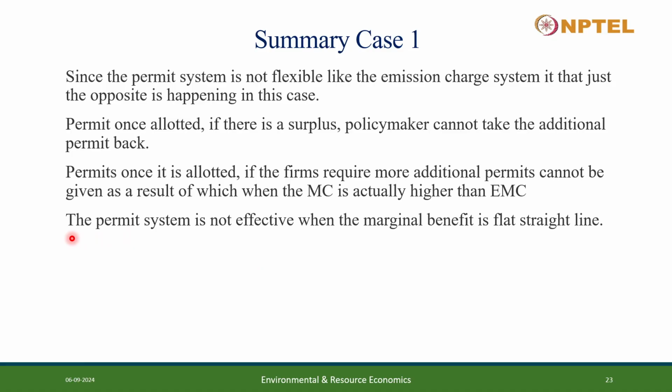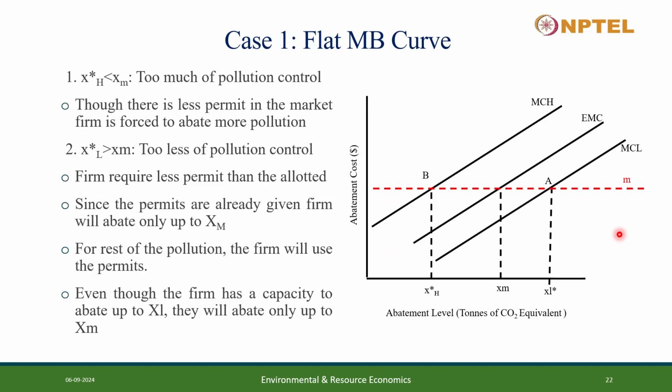Here the permit system is not effective when the marginal benefit is a flat straight line. That is what we have observed: there is a divergence between the expected marginal cost and the optimal level of marginal cost based on the intersection of marginal benefit and marginal cost. Therefore, we can say that when the MB curve is flat, the tradable pollution permit system is not effective.